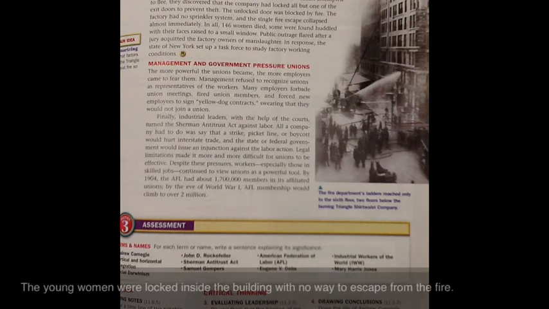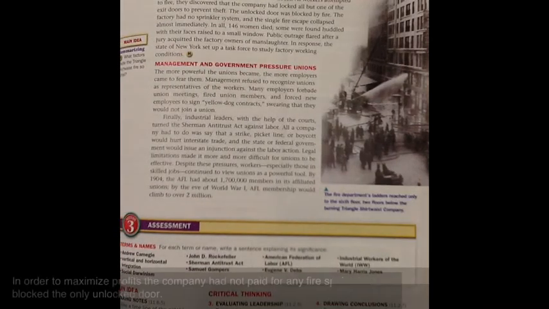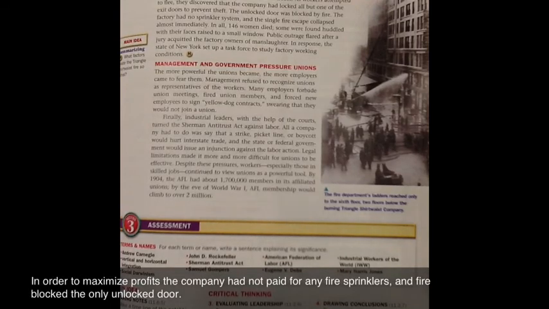The Triangle Shirtwaist Company in New York City produced men's shirts in one of the new skyscrapers that had been built in the city. However, because they wanted to maximize profits by controlling the work of their employees, the Triangle Shirtwaist Company didn't install any fire escapes. The one unlocked door was blocked by the fire.